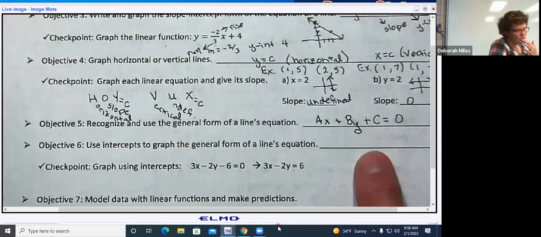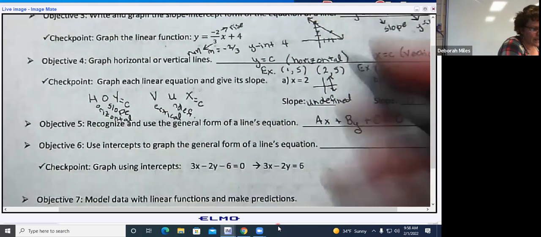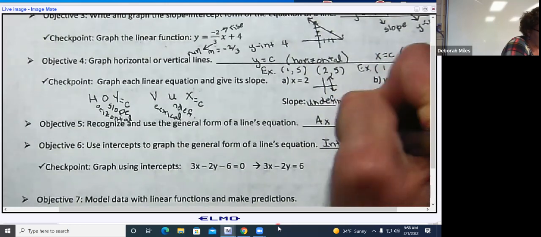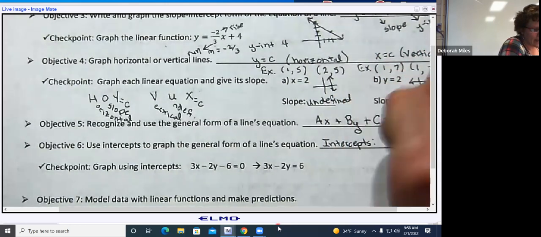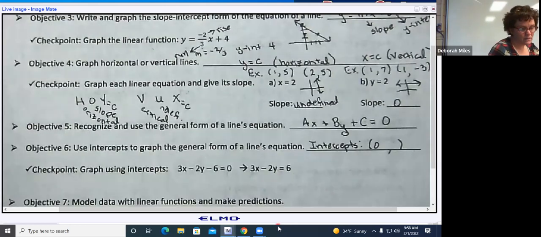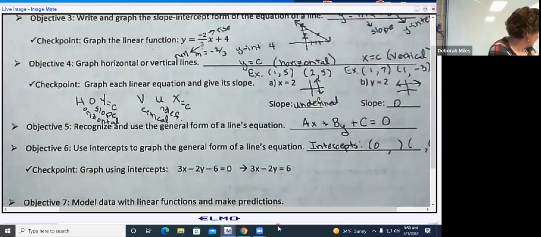But if you ask me to graph an equation that's in general form, then I'm not going to solve for Y. I could, but there's a faster way. A faster way is to find the intercepts by letting X be 0 and finding Y, and then let Y be 0 and find X.